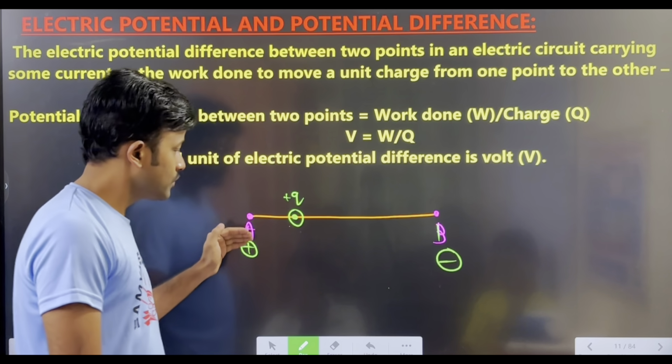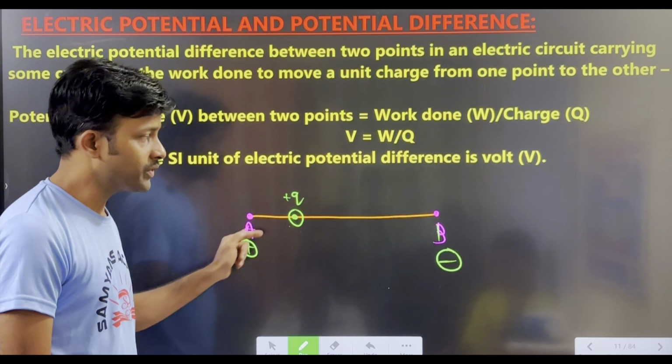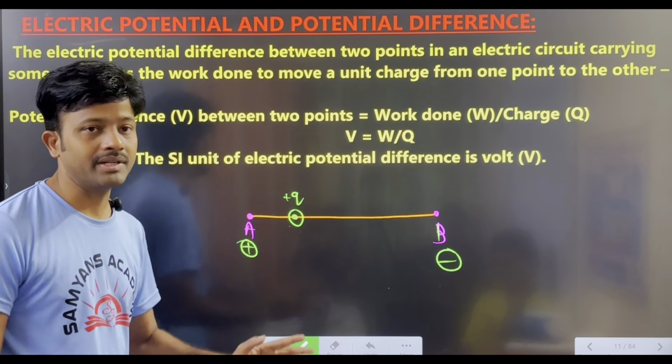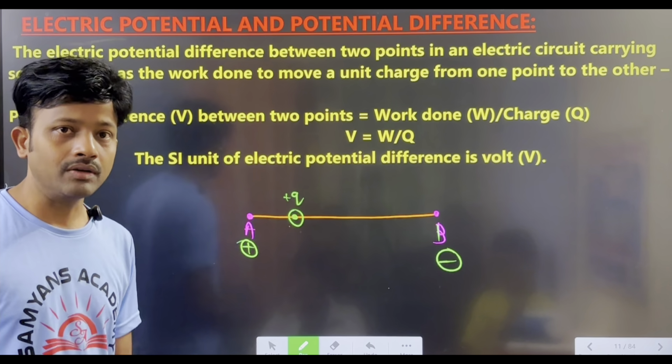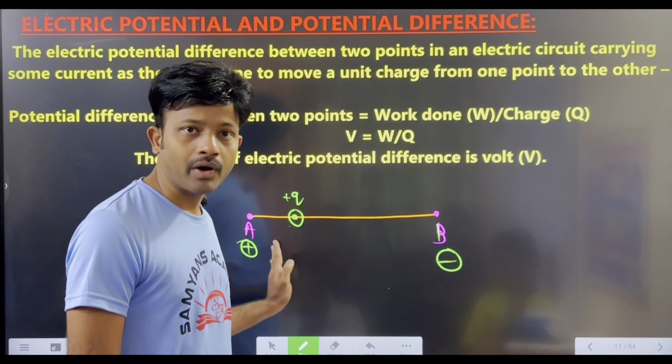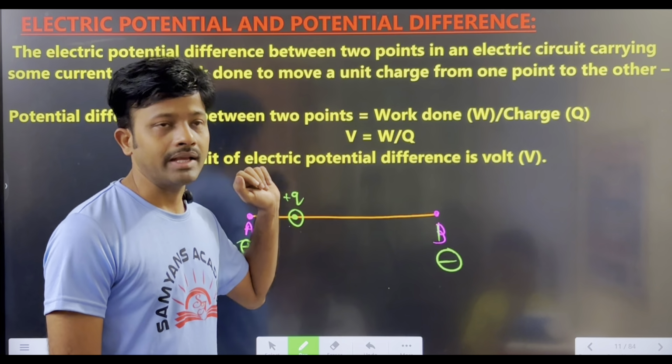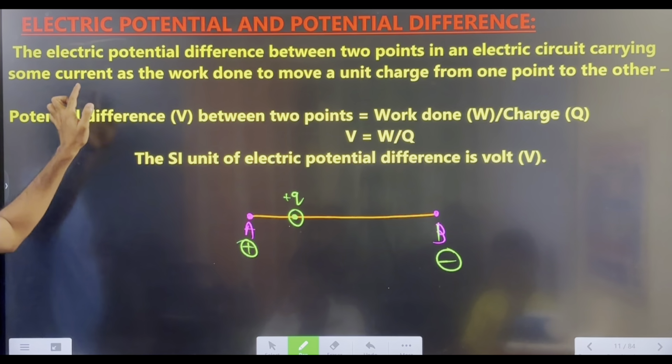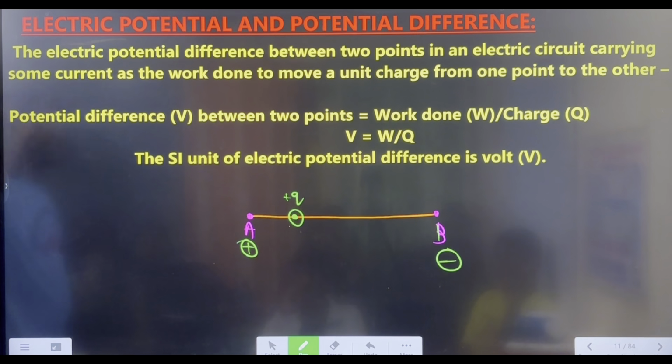So the charge flows because of this high potential to low potential, and the charge experiences some force on it. Because of that force, the charge moves from point A to point B. Is it clear? Now you see the definition of the electric potential. The electric potential difference between 2 points in an electric circuit carrying some current is the work done to move a unit charge from one point to another.